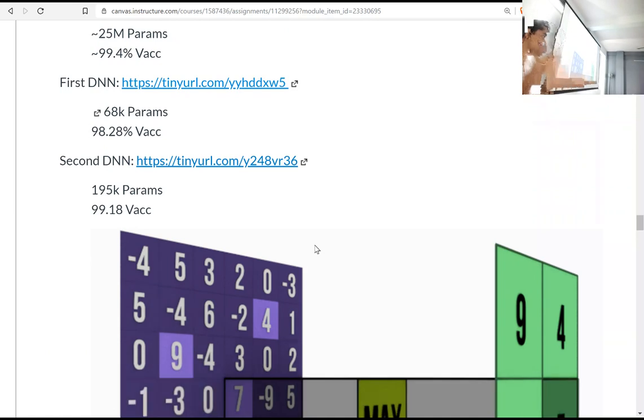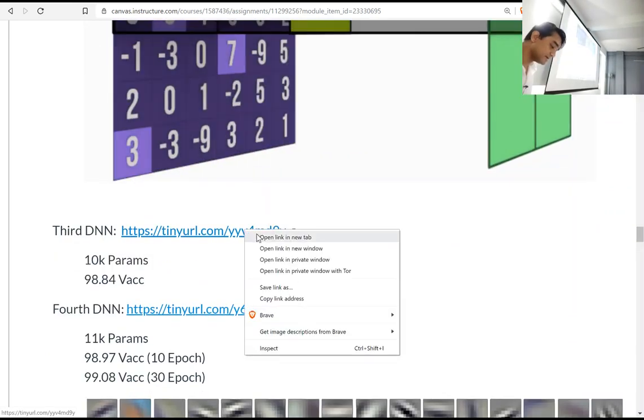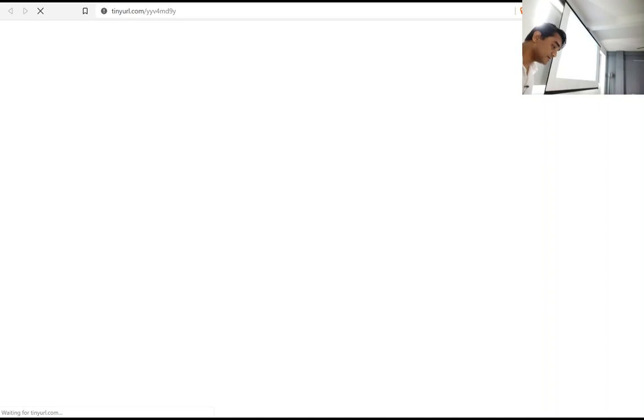We are getting a 99.18. We added max pooling in this. Let's look at the second network. This is the third DNN.